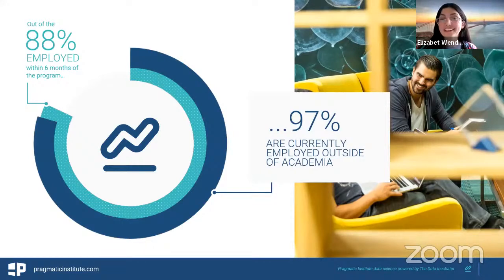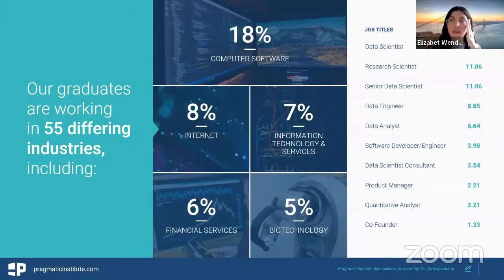And again, we are really interested as a company to help people not only learn the information, but also transition into the field. So just to give you a sense of where our graduates are working and what they're doing now, what we can say is our graduates are working in 55 different industries. Some of the most common industries we see are computer science, computer software, internet, IT, financial services, and biotech. The most typical job titles we see are data scientist, data analyst, research scientist, software developer, and product manager. Titles and roles vary a lot depending on company and industry, but these are some of the roles we placed in the past.